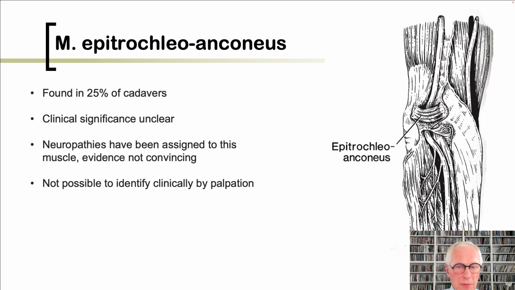Around the elbow, the ulnar nerve is often covered with a small muscle called epitrochleoanconeus. It's present in about a quarter of people. The clinical significance of this muscle is not really clear. No neuropathies have been assigned to this muscle, and it's not possible to identify the muscle clinically by palpation. Probably you could see it with ultrasound.